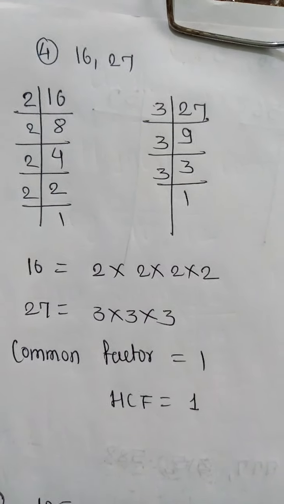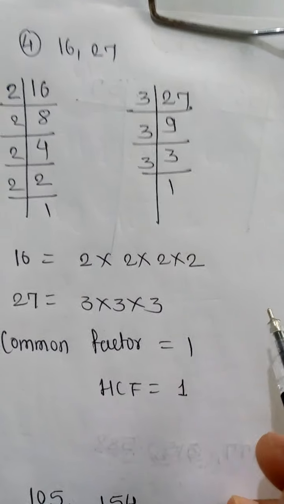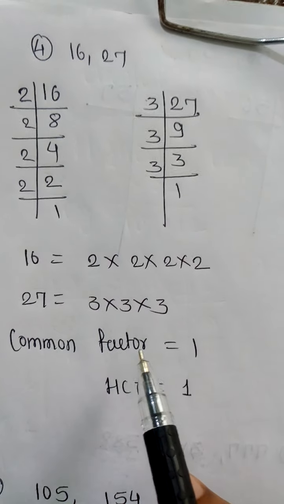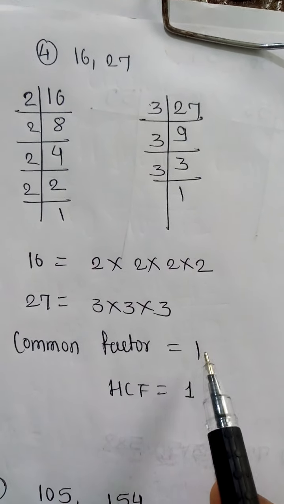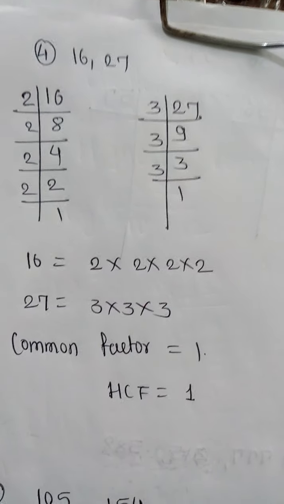No common factor. So when common factors are not there, always 1 is common for that. So here the common factor is 1, so SCF is also 1.